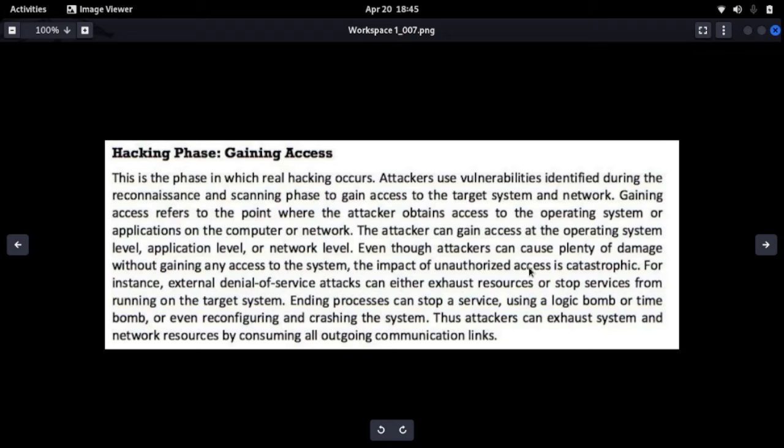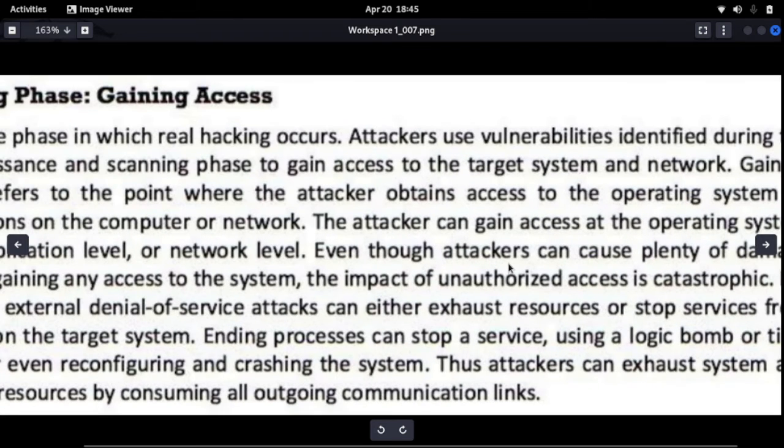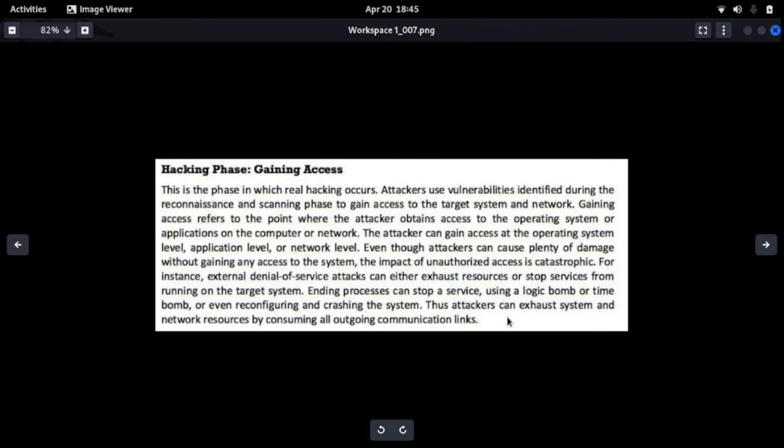The impact of unauthorized access is catastrophic. For instance, an external denial of service attack can either exhaust resources or stop services from running on the target system. Ending a process can stop a service, using a logic bomb or time bomb, or even reconfiguring or crashing the system. Thus, an attacker can exhaust system and network resources by consuming all outgoing communication links.